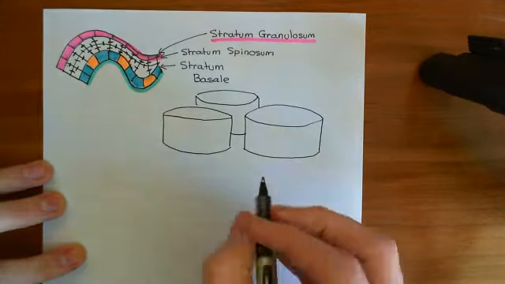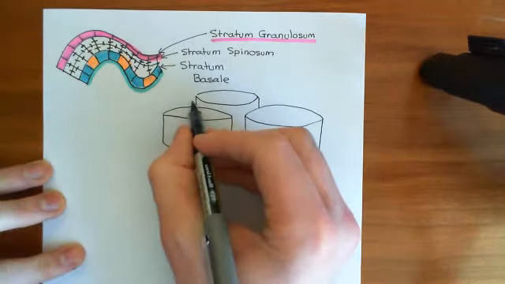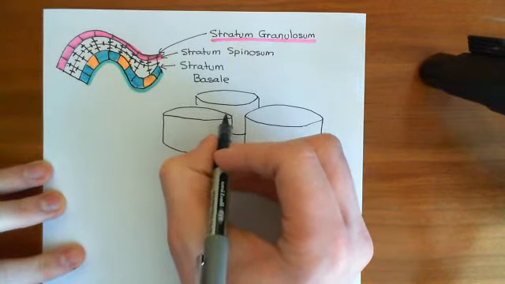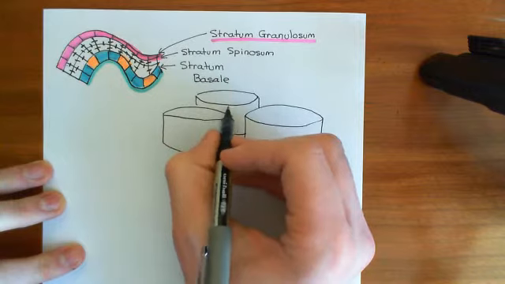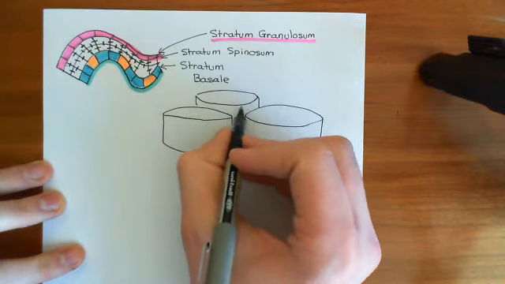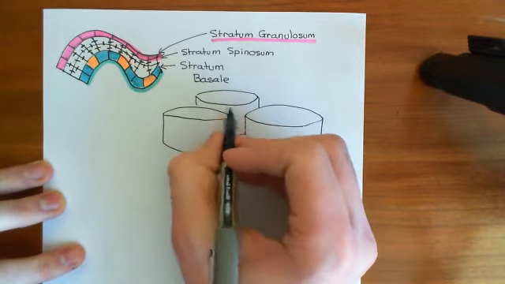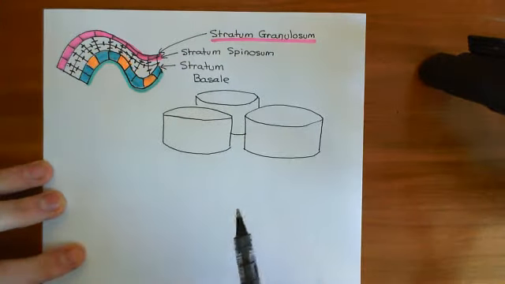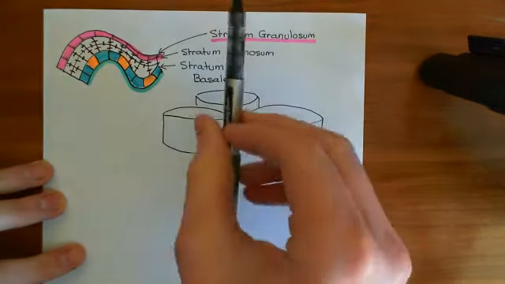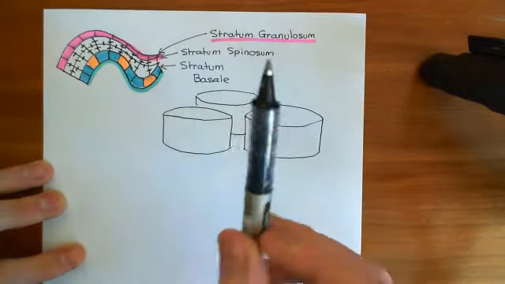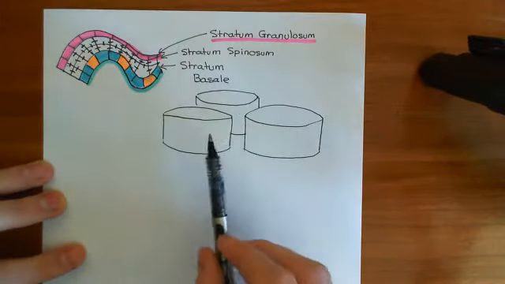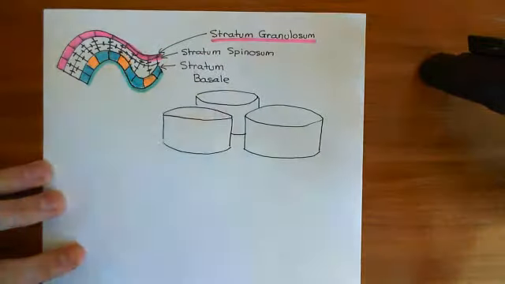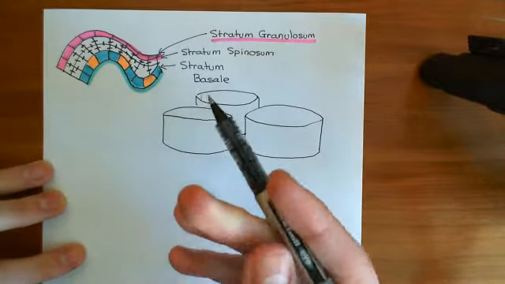Okay, so basically, if we want to waterproof this layer, we need to seal all of these gaps between the cells, because we don't want water to be able to get into the body, and more importantly, we don't want it to be able to get out of the body, because otherwise water would be continuously evaporating from the body and you would hugely dehydrate.